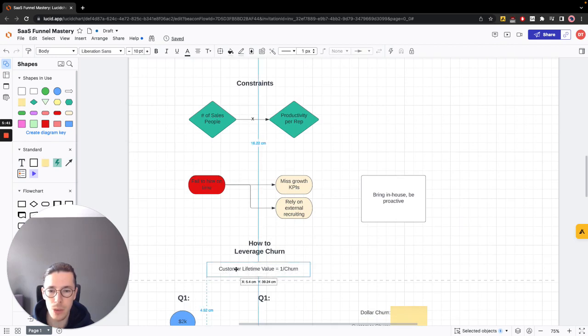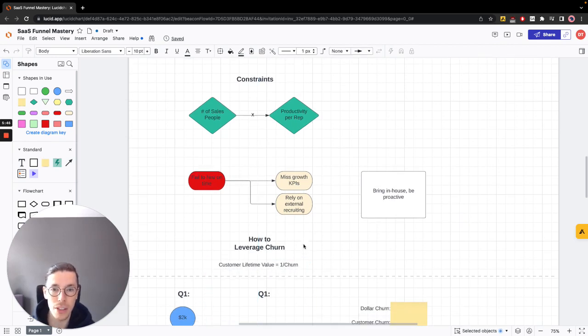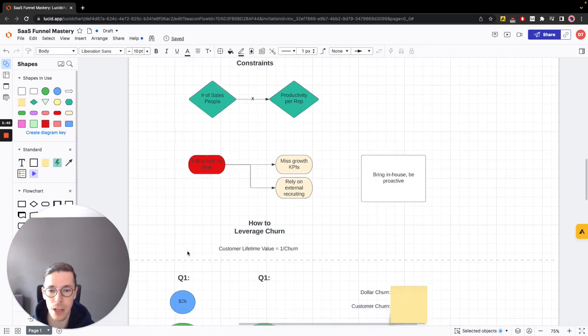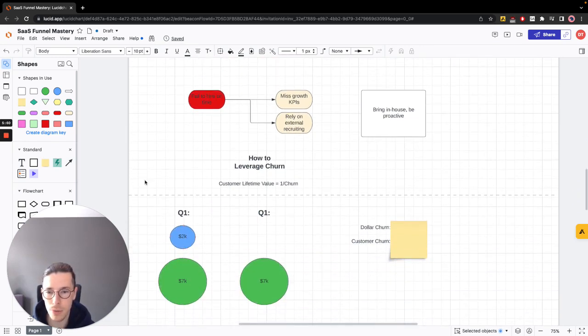Let's look at customer lifetime value as a good heuristic to see what we should be striving to increase, right? Here's a quick example, and I just drew it out with these circles. Let's say there are two customers, customer 1 and customer 2. Customer 1 is 2K a month and customer 2 is 7K a month, and that's in Q1.